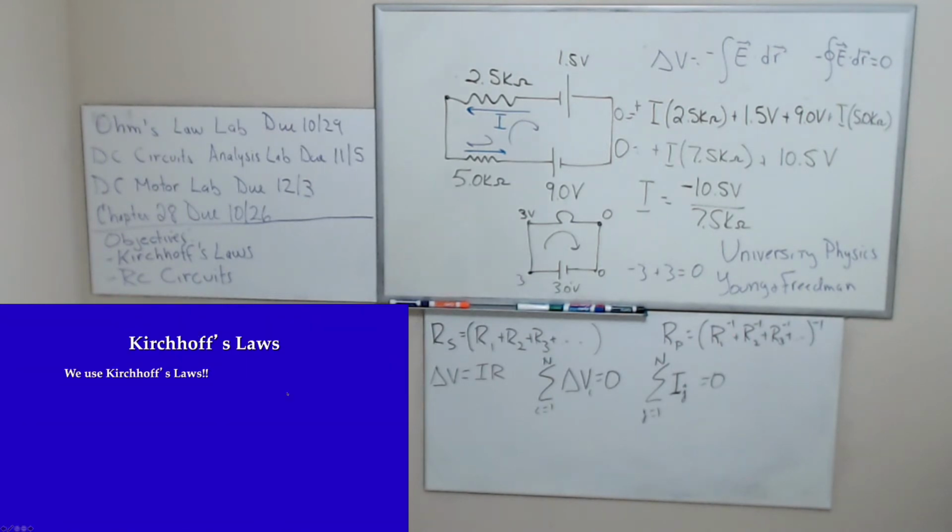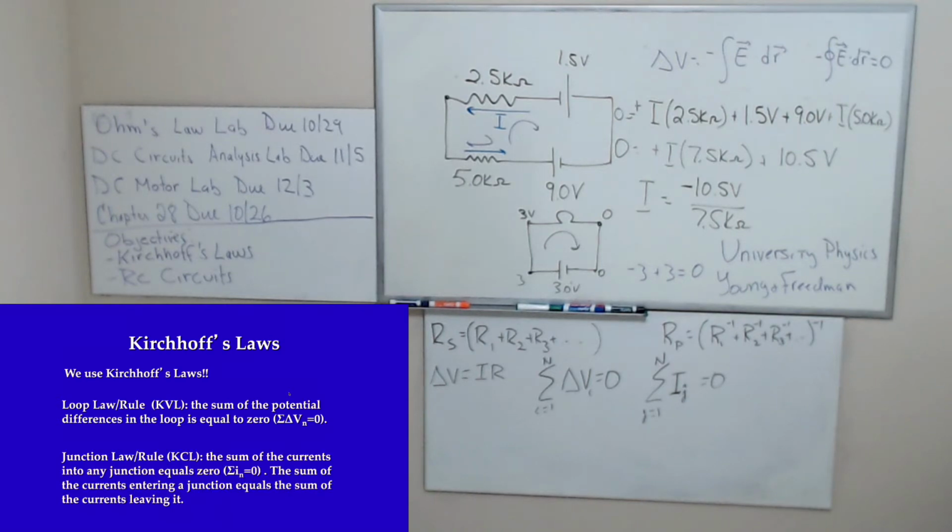So we're going to use Kirchhoff's laws to solve these problems. Use the fact that the sum of the voltage drops around a loop is 0, and the amount of current entering a junction has to be equal to the amount leaving a junction. You don't have to write it as the sum of the currents equals 0. There are different ways to write it.